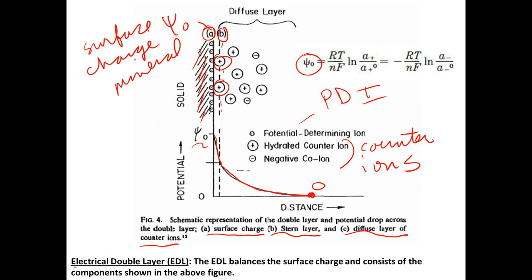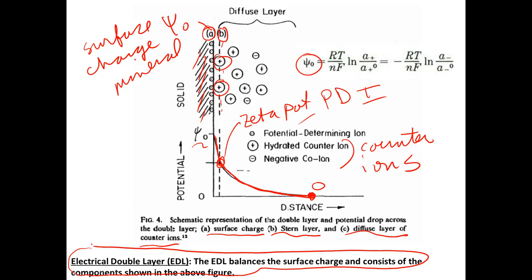So at the Stern layer, this would be the zeta potential then. And then the charge is fully neutralized only when we get some distance away from the surface. The point here is the electrical double layer balances the surface charge and consists of those 3 components: the surface charge, the Stern layer, and the diffuse layer.